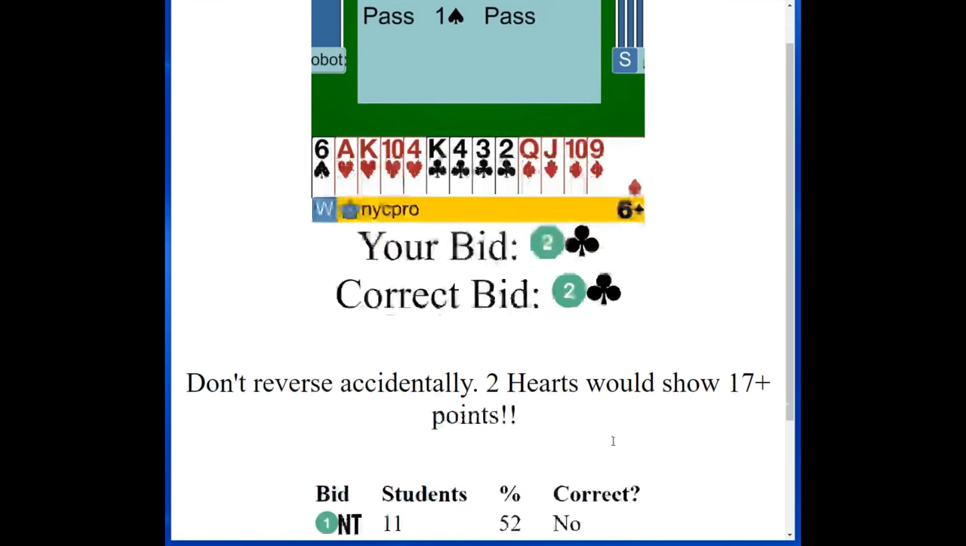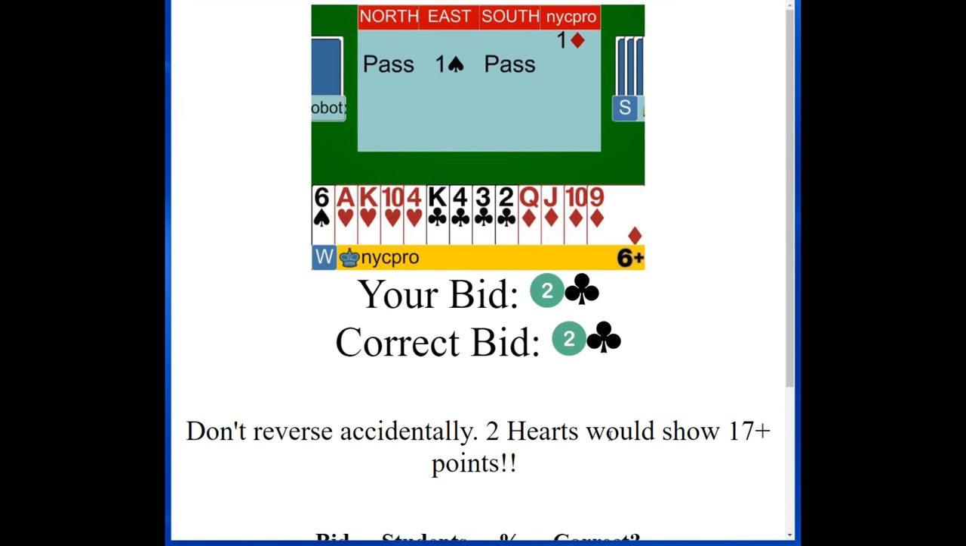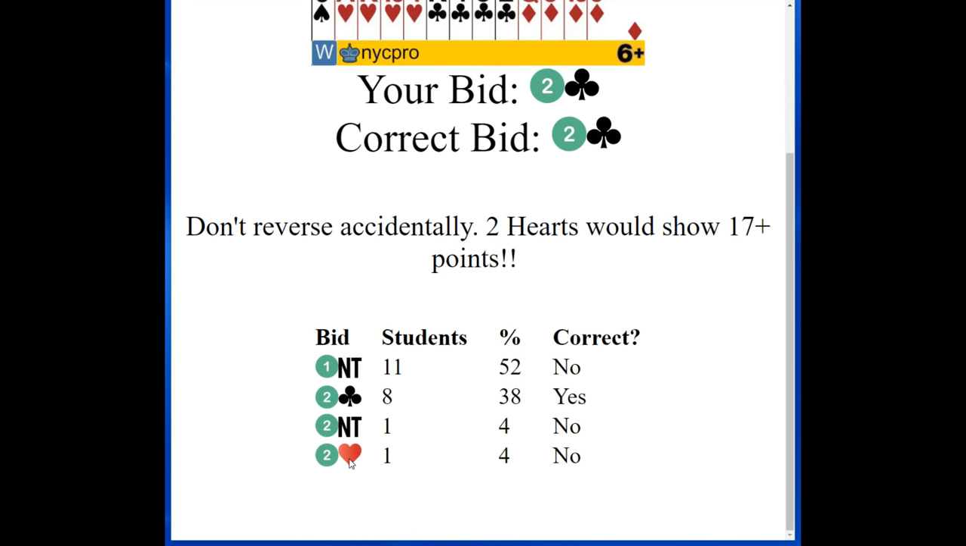The really important part of this hand is we don't want to reverse. We have to avoid that, and it might look right to bid 2 hearts on this hand. The problem is you have now successfully reversed. You've gone past the 2 level of your original suit, which was diamonds. So we don't want to bid 2 hearts.